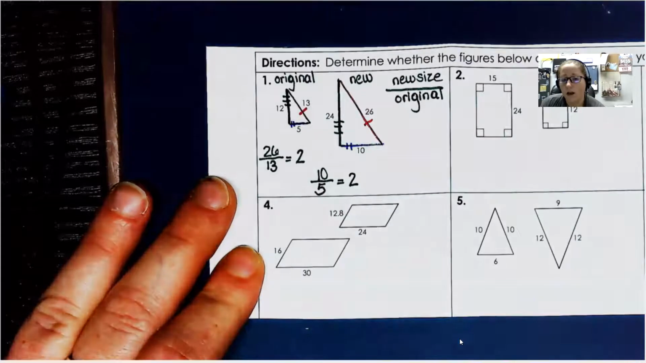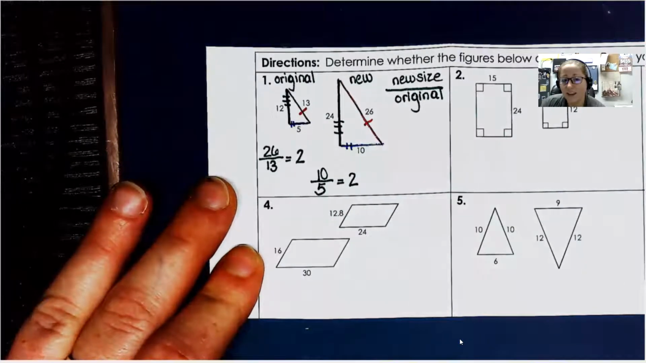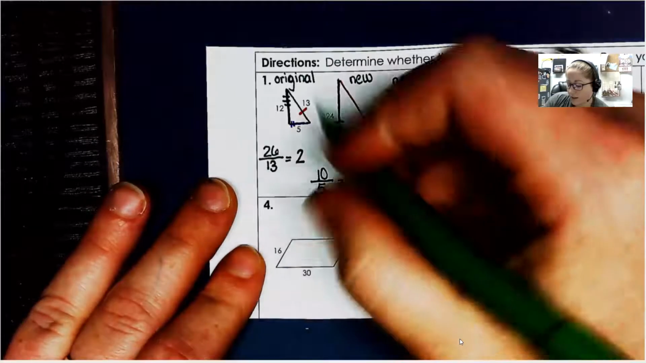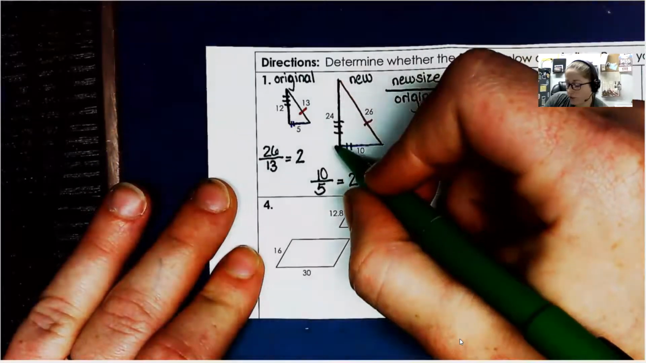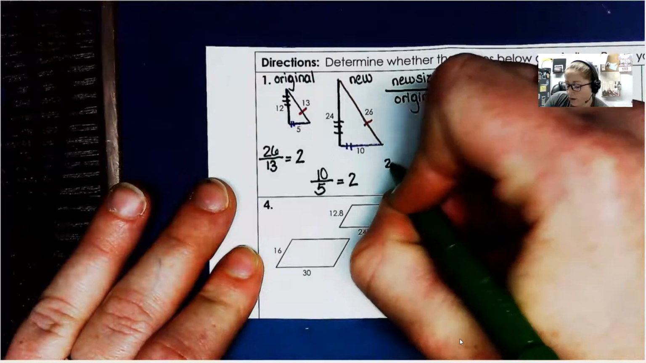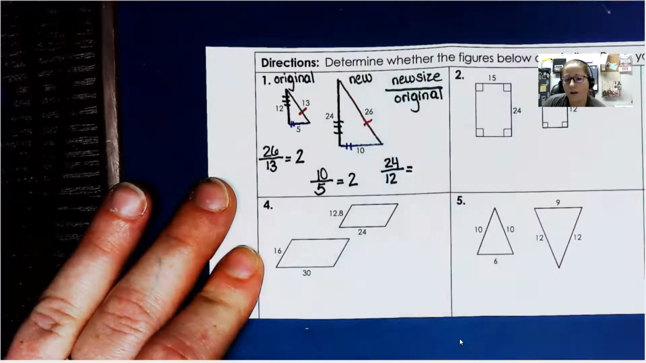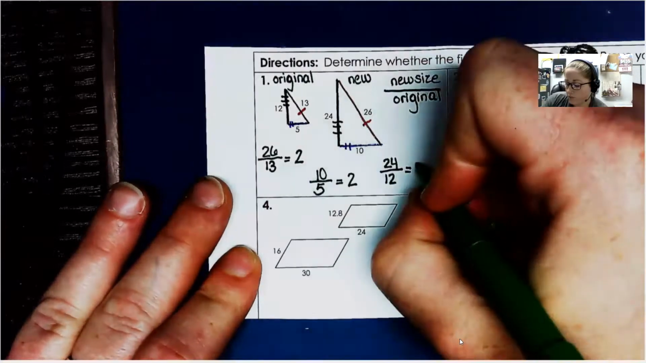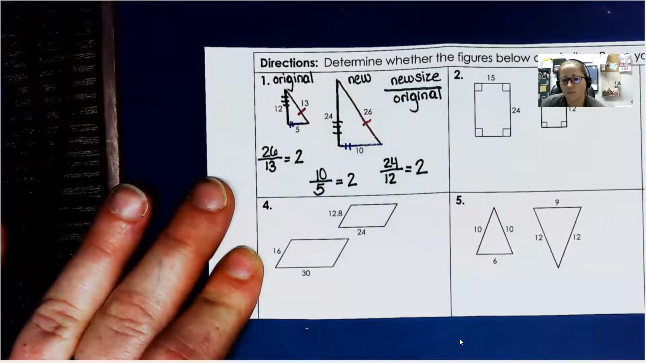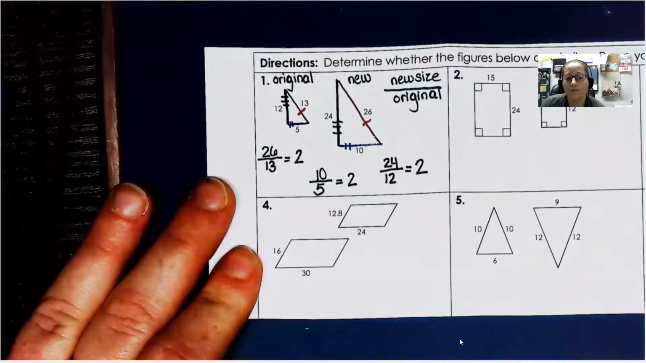So we're on a roll here, looking good, looks like they're similar, but let's just check that last one to make sure. So this last side with the 3 dashes, we would say 24 over 12, and 24 divided by 12 will be 2. So we can see that from figuring out the scale factor, each of these sides is the same.